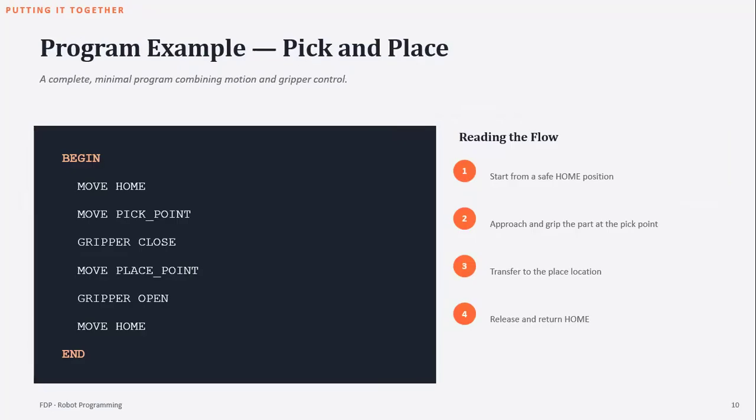Let us now have a sample example for a pick and place robot program. This slide represents a sample pick and place robot program. The robot starts from its initial home position, moves to the pick location, closes the gripper to grasp the target object, transports it to the destination, releases the object, and finally returns to the home position. This sequence forms the basis of many industrial automation applications.